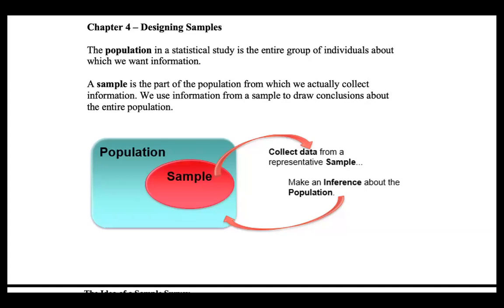A sample is a part of that group. A sample is a part of the population from which we actually collect information. Again, it could be a small sample or it could be a big sample, okay? But if it comes from that population, then it's a sample of that. We use information from a sample to draw conclusions about the entire population, okay?